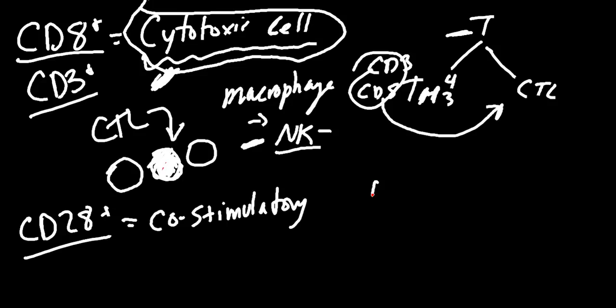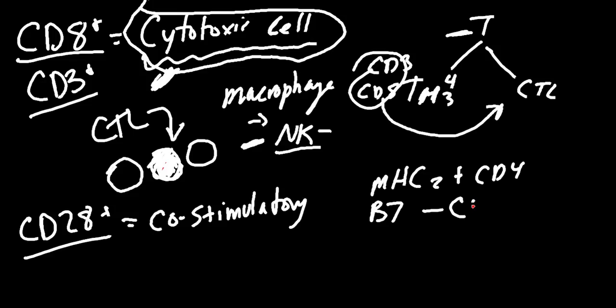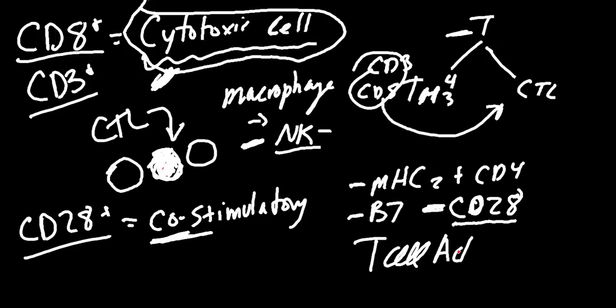So not only do MHC class 2 plus CD4 need to be matching, you also need to have B7 match with CD28, and this will also be required. So you need one reaction. This is a co-stimulatory, meaning it needs to be activated as well. The B7 cell surface marker is going to match with the CD28 cell surface marker. It's going to be co-stimulatory. Alright, you need it for the T cell activation.